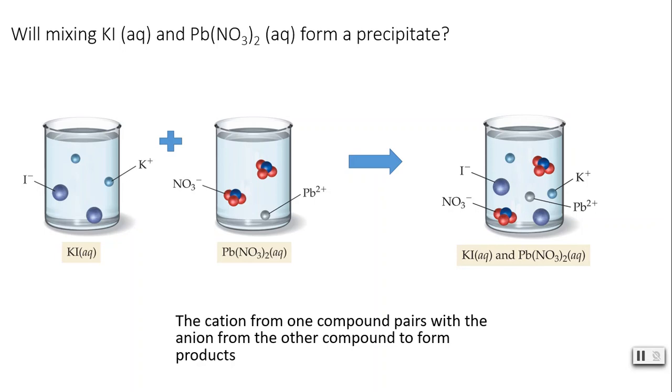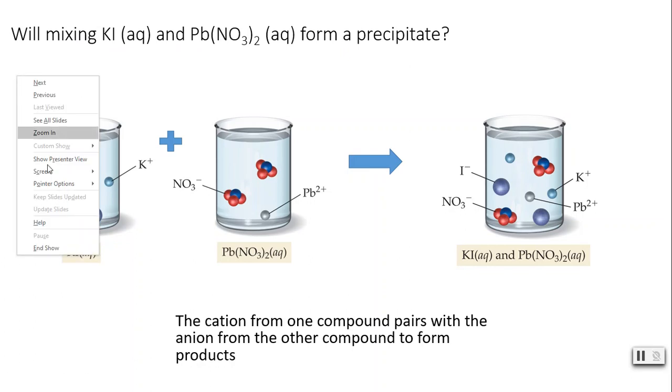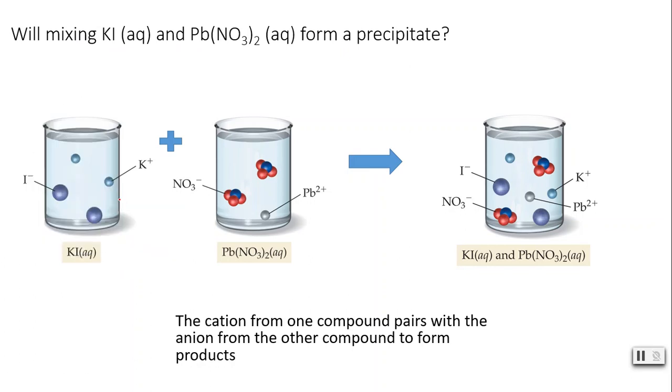In this video we're going to talk about how to use the solubility rules and our knowledge about chemical reactions to answer this question. When we have aqueous solutions of potassium iodide and lead(II) nitrate, will we form a precipitate? Will we form a solid? So basically this question is asking us if a double displacement precipitation reaction will occur.